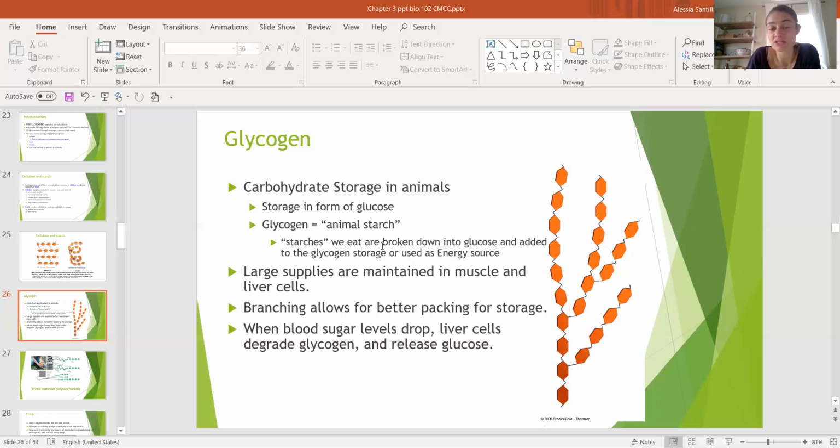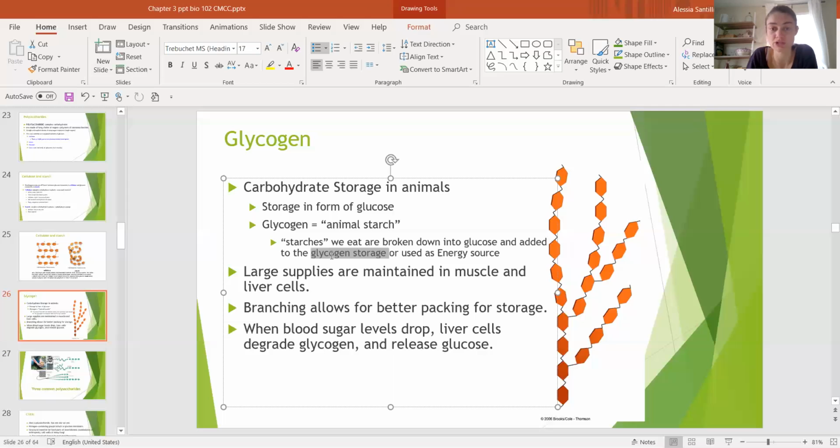The starches we eat are broken down into glucose. So any kind of carbohydrate that we eat, if we eat potatoes or whatever, is broken down into glucose and then added to the glycogen storage or used as an energy source. So if we don't use it immediately as an energy source, it gets put into glycogen storage.